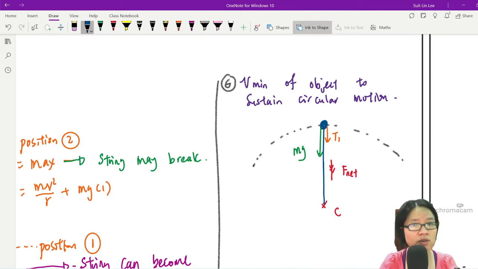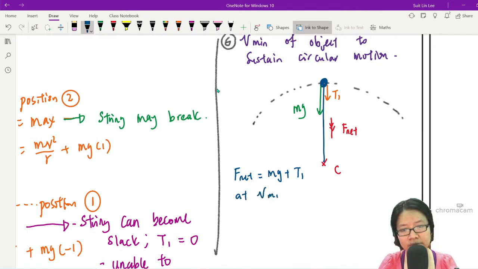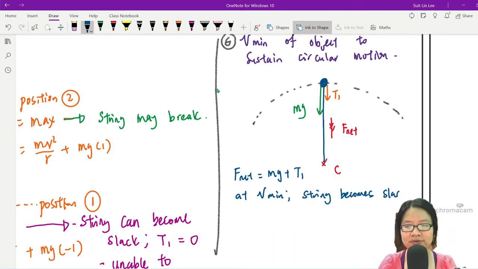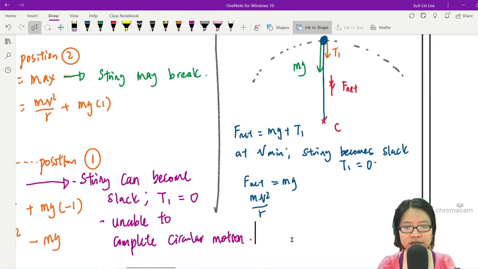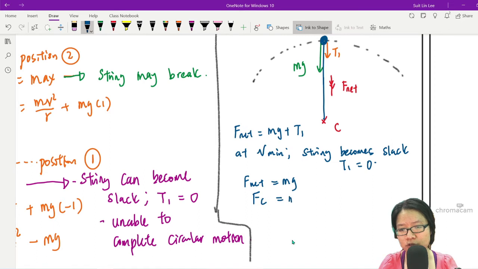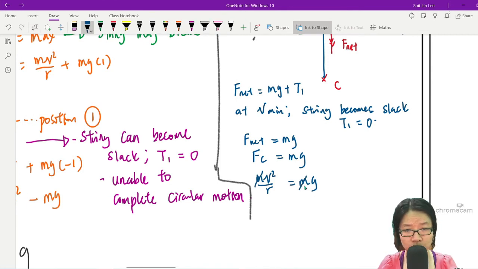All right, so net force here will be equal to mg plus T1. Okay, so at the minimum speed, the string becomes slack, meaning it loses its tension. So T1 is 0. So in this case, net force is only equal to mg. So I have mv squared over r, because net force is, as usual, centripetal force. Let me write another line: centripetal force is equal to mg. So from here, mv squared over r is equal to mg. So obviously, we can chop off the m, and we will get v is equal to square root of rg.